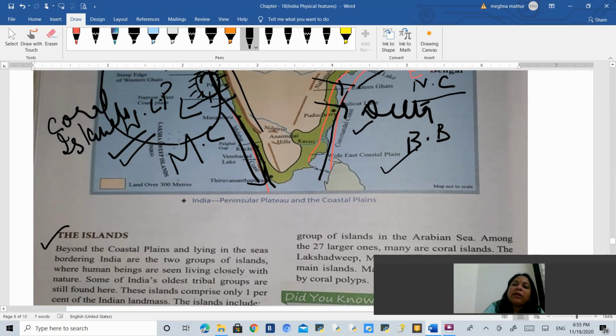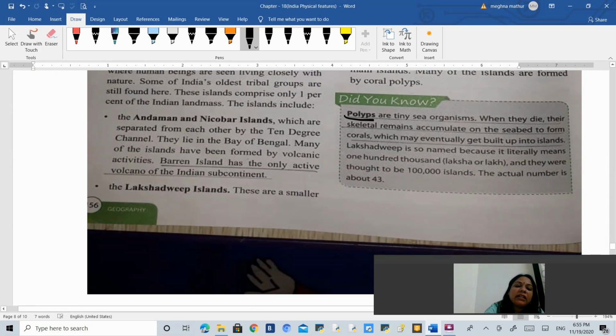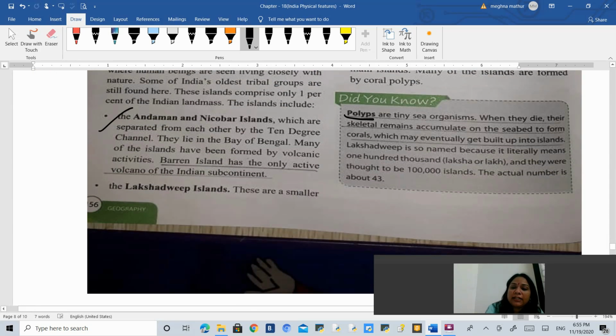On the Bay of Bengal side, you will find the Andaman and Nicobar Islands. The Andaman and Nicobar Islands are the only place where you will find an active volcano in India. Otherwise, in India, you will not find any active volcanoes. It is known by the name of Barren Island. So on Barren Island, you will find one active volcano present in the Indian subcontinent.